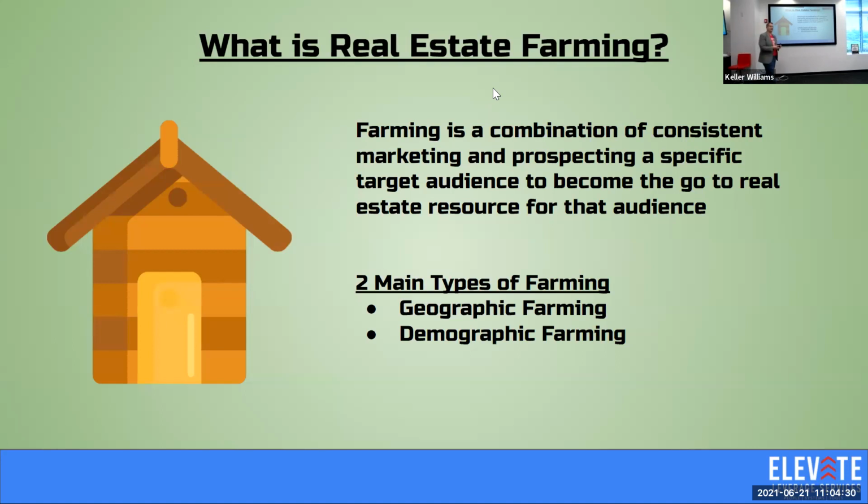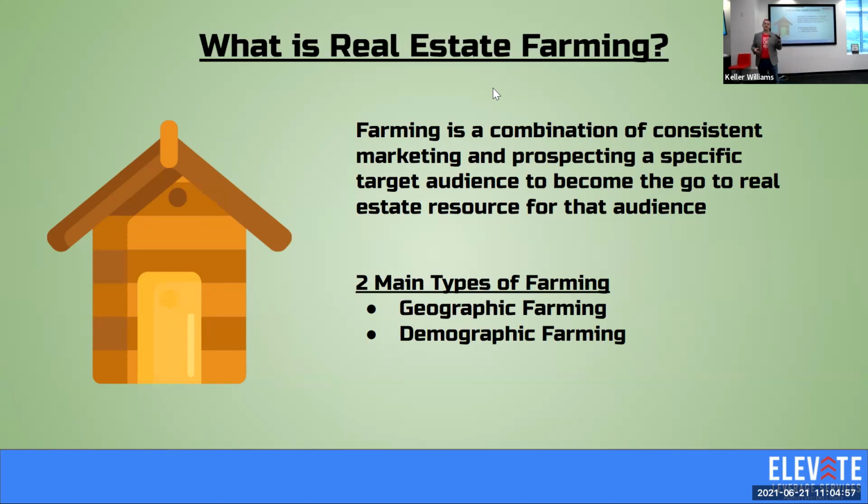All right, so farming is a combination of both prospecting and marketing. If you've read Millionaire Real Estate Agent, you will know that prospecting is what you're actively going out and doing, and marketing is more passive, like postcards, mailers, stuff like that. So a great farm is going to be a combination of both of those techniques.